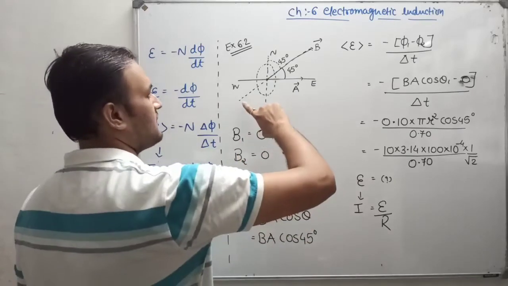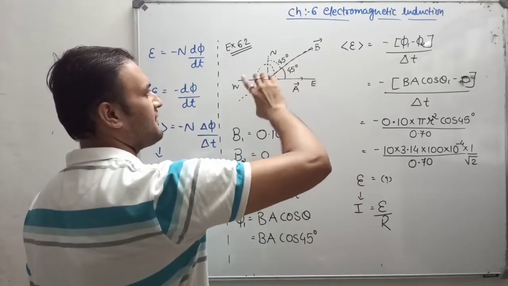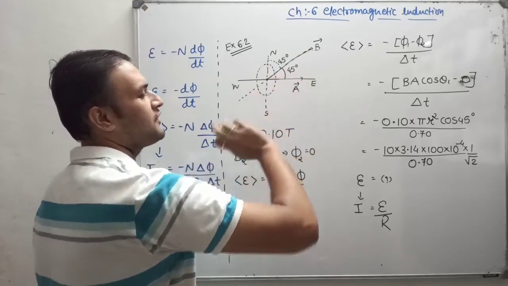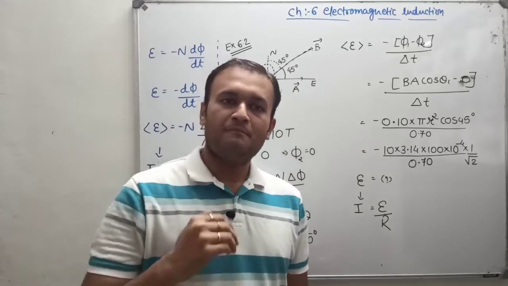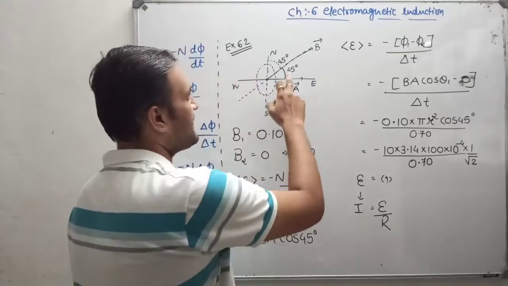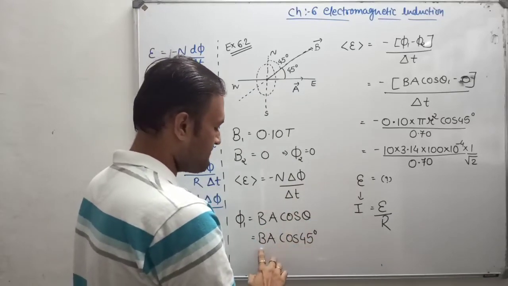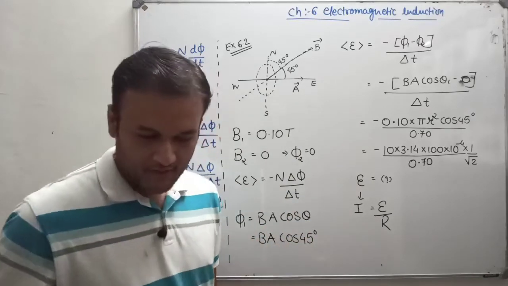So that is a simple example. But one thing to note: the magnetic field is northeast, so it will make an angle with A of 45 degrees. So B1 makes an angle with A of 45 degrees. So flux phi is equal to BA cos theta, BA cos 45.